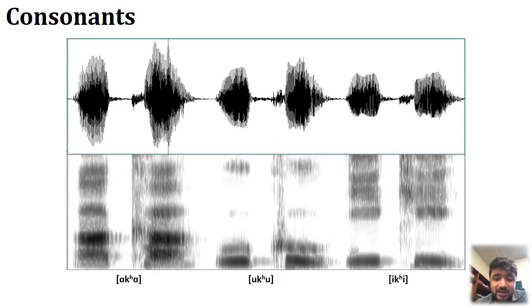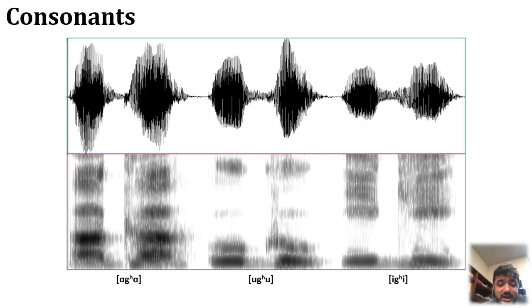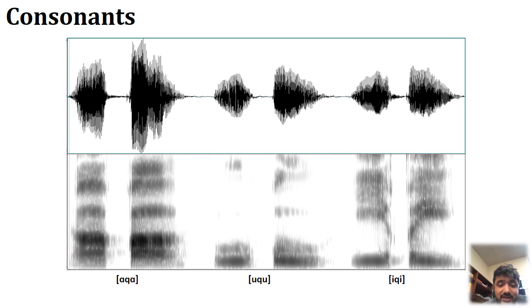So you see akka, uku, iki. You see the noise here, which is the aspiration. You don't see clear bursts as you saw in the case of all other types of stops, bilabials, dentals and alveolars. So then it must be a velar because you don't see a very clear burst here. But again, this is just reconstructing from clues. Agha, ughu, ighi. This is aqa, uqu, iqi.